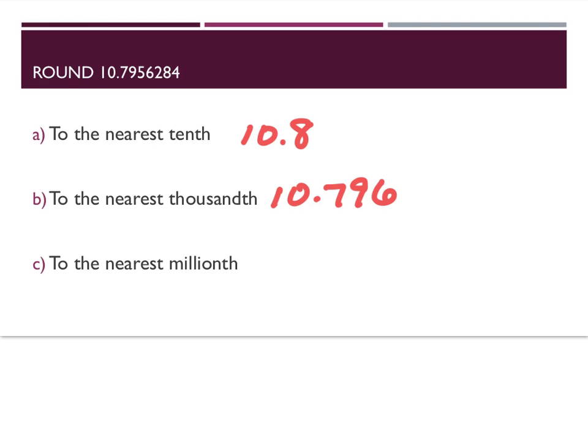Last but not least, I want to round to the millionths. So let's count tenths, hundredths, thousandths, 10,000ths, hundred-thousandths, millionths would be the digit 8. Everything to the left of the digit 8 stays the same. Look immediately to the right. I have a number that's between 0 and 4, so the 8 stays an 8, and I drop everything that goes to the right.